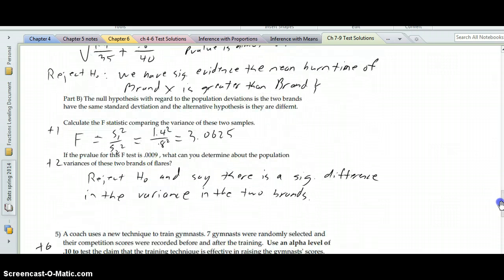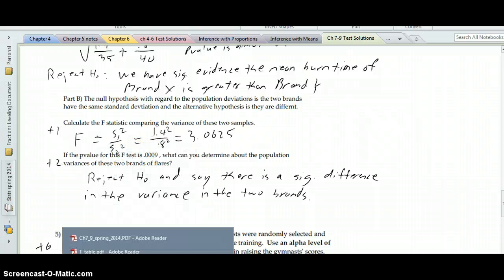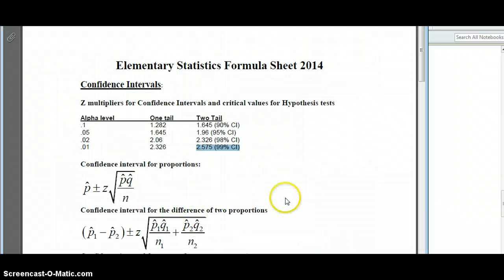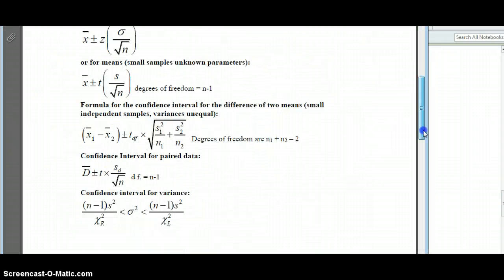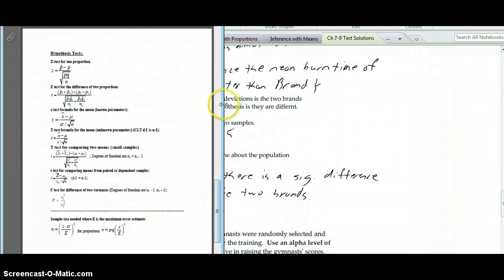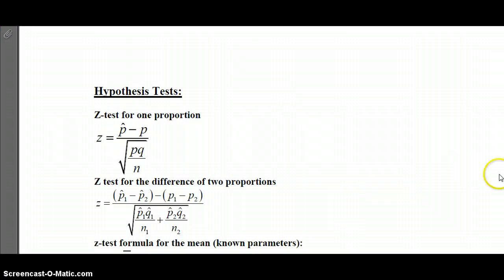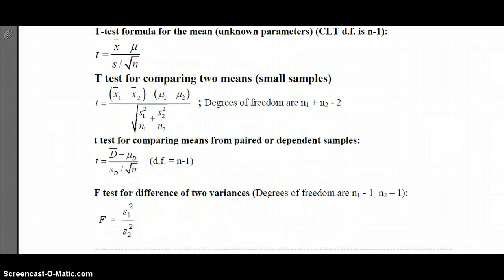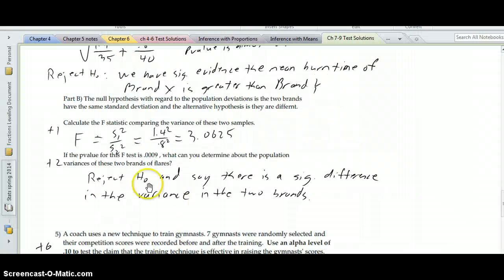We calculate the F statistic, which is just, if you look at your formula sheet, I'll show that again. So for the formula sheet, right here on the hypothesis test side, here we are. There is our F stat. Let me scroll down a little bit here. There it is. So it's the larger standard deviation squared divided by the smaller standard deviation squared. And so if we go back to that, I give you the two standard deviations and you square them, find the ratio, and it's 3.06.